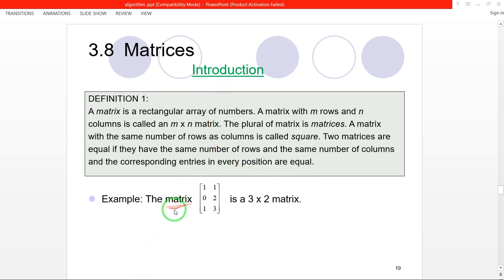Let's see an example of how many rows and columns we have. We have 3 rows, first of all writing the rows, 1 2 3, and 2 columns. So this is a 3 cross 2 matrix. We can call it the order. So the order of this matrix is 3 cross 2.